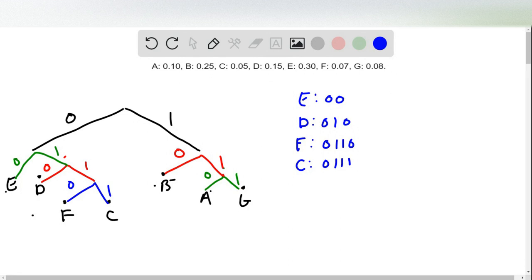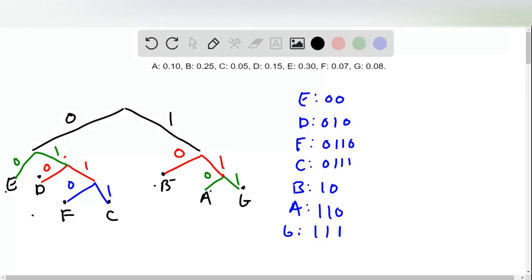Now we go over to the right side. So for B, that's going to be 1, 0. Then for A, that's going to be 1, 1, 0. And then for G, the only difference between that and A is that last one being a 1. So it would be 1, 1, 1. All right, so now this is going to be our coding here.